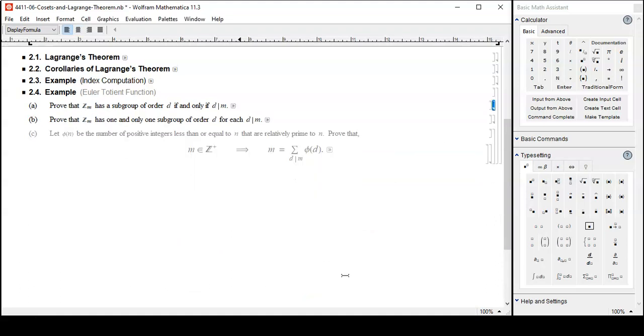Now let's go to the second part. Prove that Zm has one and only one subgroup of order D for each D that divides M. So previously, in order to be a subgroup, D divides M, of course, but also whenever D divides M, there is a subgroup of order D. We got up to that, but part B is saying there's only one. So we have to prove that.